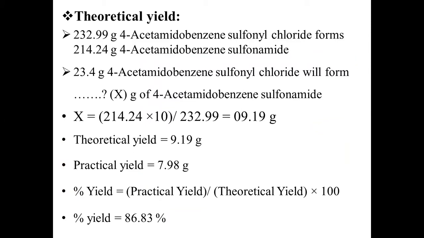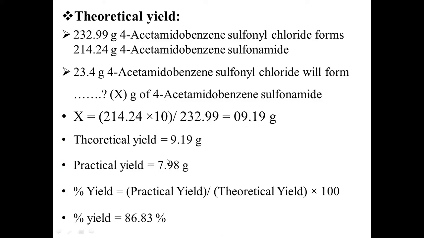Now we started with 10 gram. The 10 gram of 4-acetamido-benzene sulfonyl chloride will give how many grams of 4-acetamido-benzene sulfonamide? This is the theoretical yield, that is 9.19 gram of 4-acetamido-benzene sulfonamide will form on the molar basis, the molecular weight basis and the initial quantity. This theoretical yield is considered as 100%.